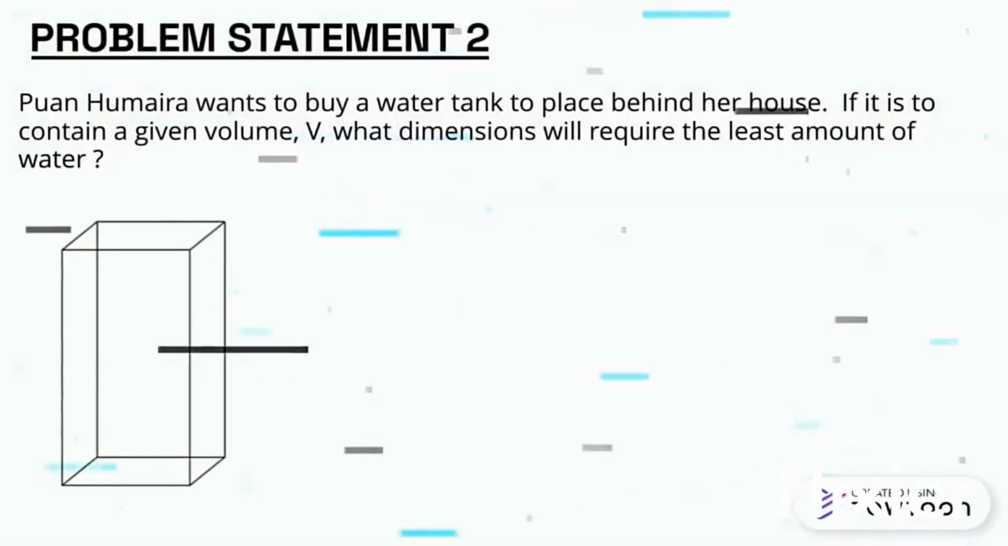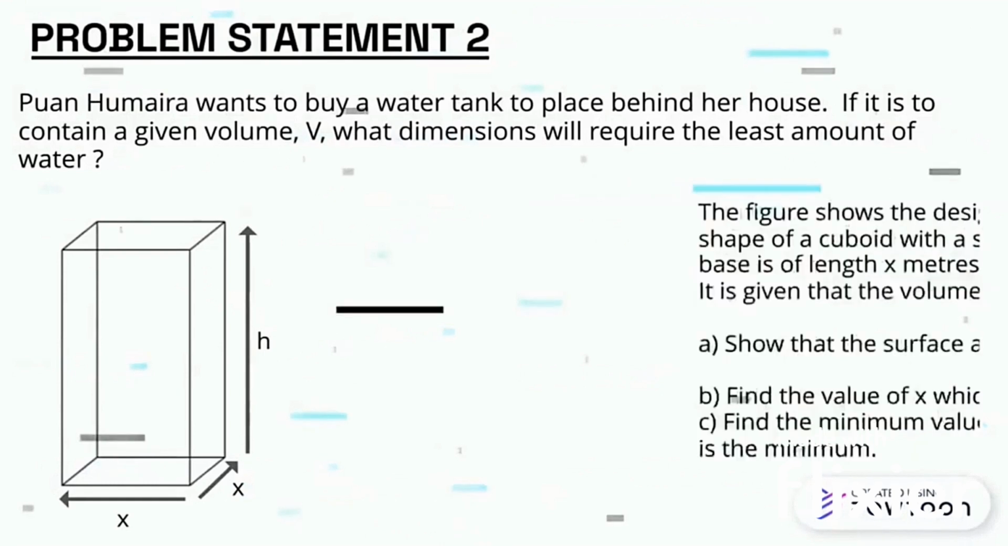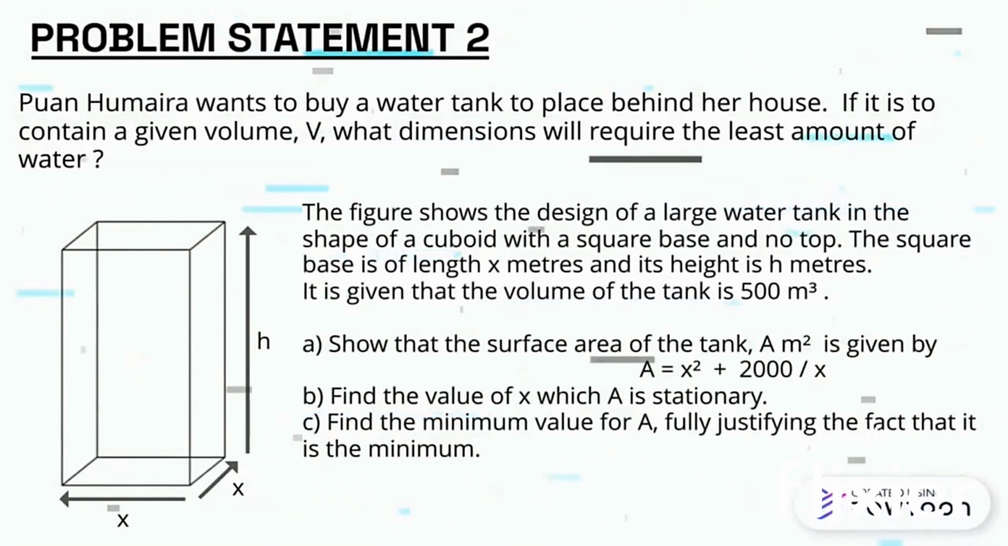Juan Humaira wants to buy a water tank to place behind her house. If it is to contain a given volume, V, what dimensions will require the least amount of water? The figure shows the design of a large water tank in the shape of a cube with a square base and a top. The square base is of length x meters and its height is h meters. It is given that the volume of the tank is 500 meters cubed.